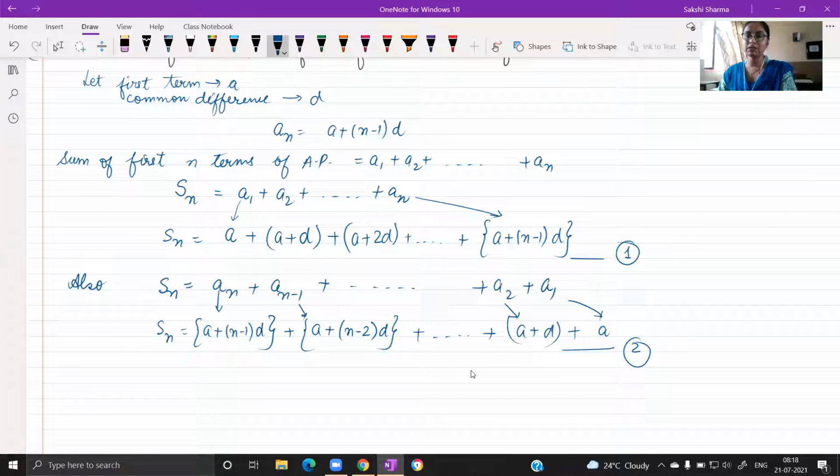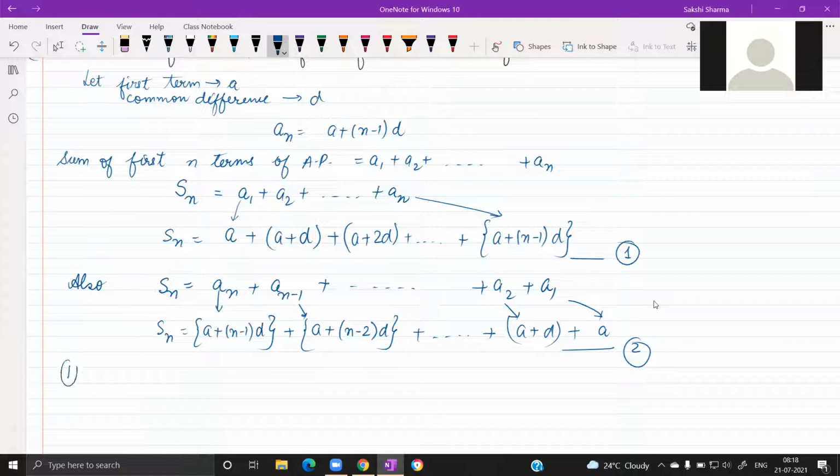The reason we have done this will be clear when we add these two equations. When the equations are added, the terms which align with each other, the first term in the expression on the right hand side, the second terms in the expression on the right hand side, so on sequence wise, if you add them, they form a pattern.